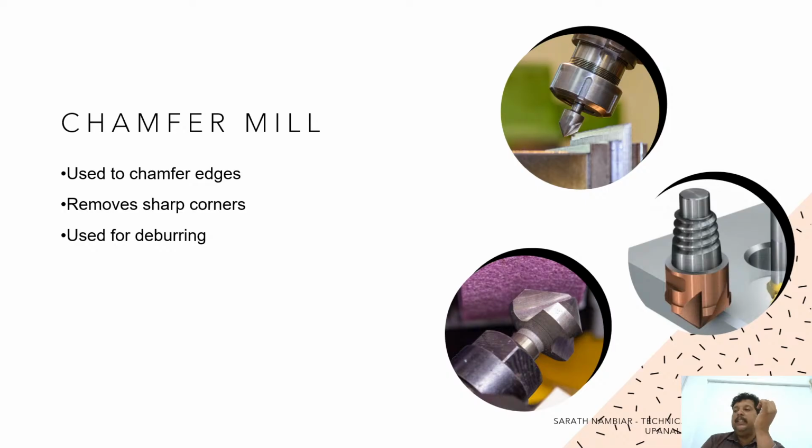Now many people think this is not important, but actually it is very important. Why? Because sharp edges can cut hands, create assembly problems, and look unprofessional. So chamfering is done to improve safety, help in assembly, and improve the appearance. Even a small chamfer can make a big difference.